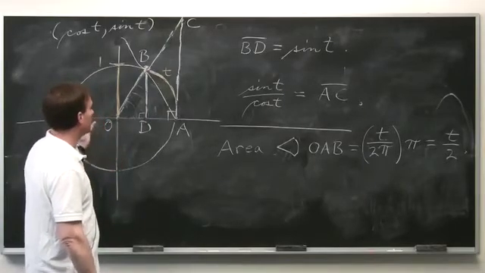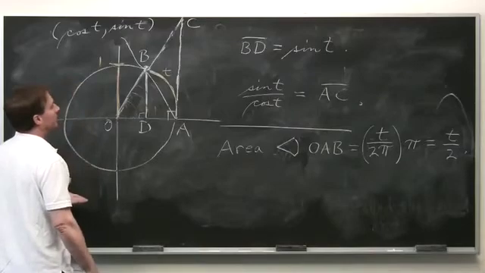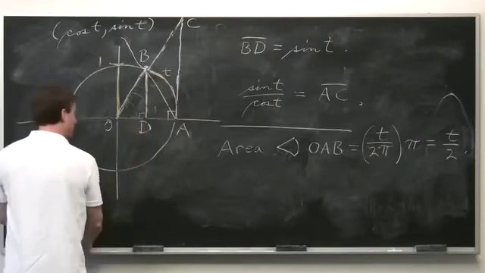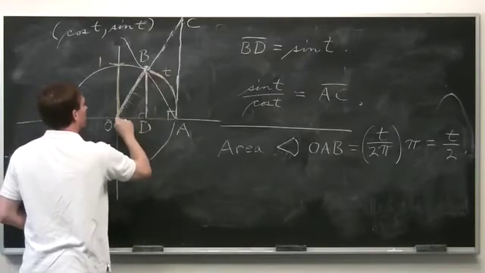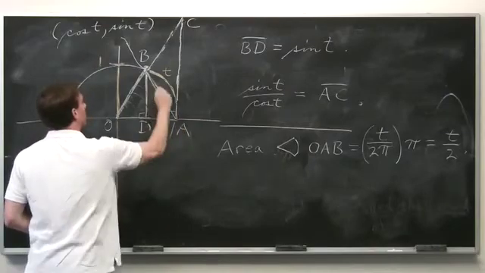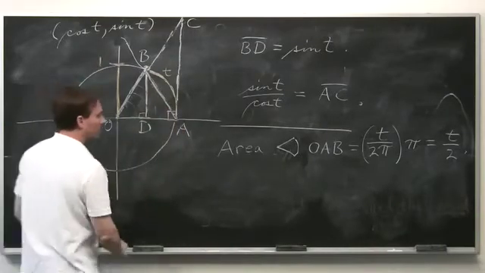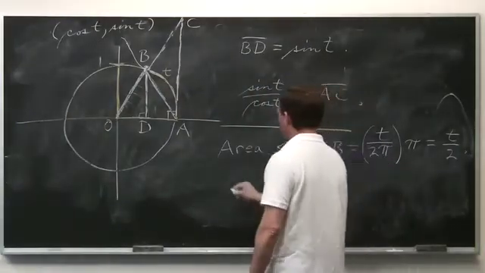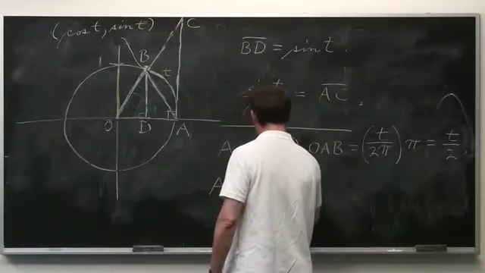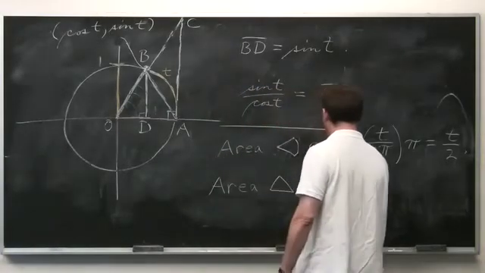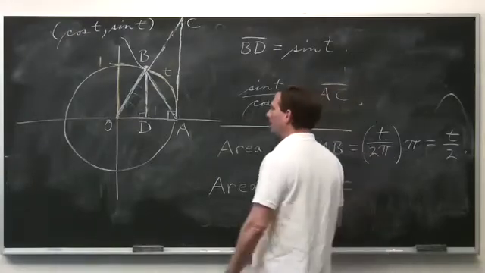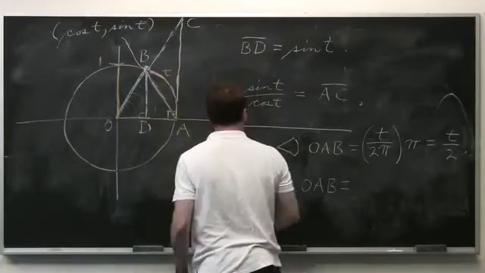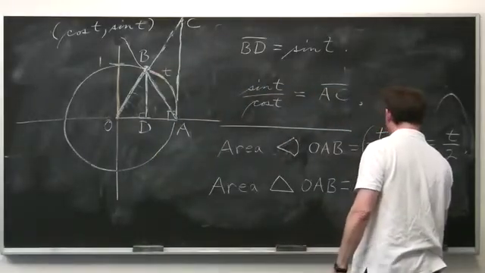Okay, great. Well, what do we see in this picture? We see that certainly the area of that sector is greater than the area of this triangle OAB. There's a sector OAB and there's a triangle OAB, and certainly the area of the sector is greater than the area of the triangle. But the area of the triangle is 1/2 the base times the height. The base has length 1. The height is sine of t. So we get 1/2 the sine of t.